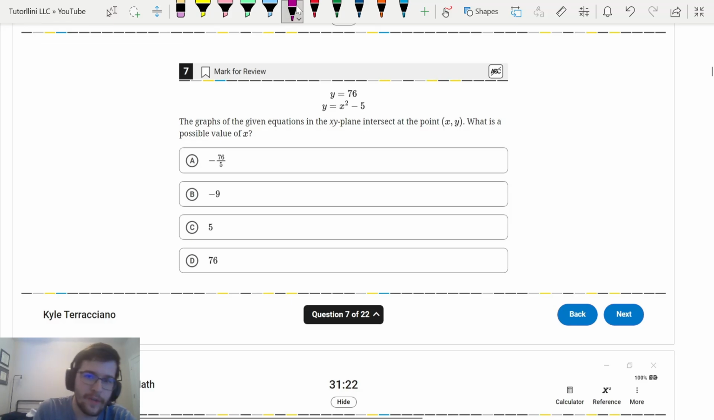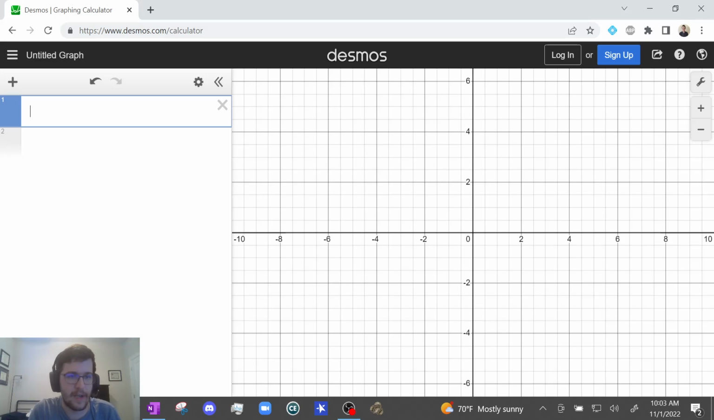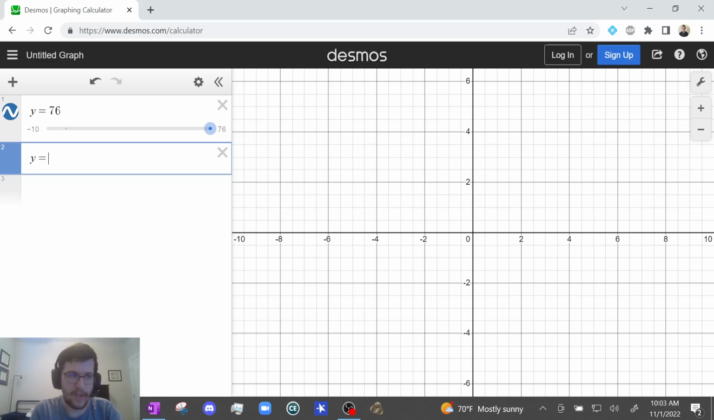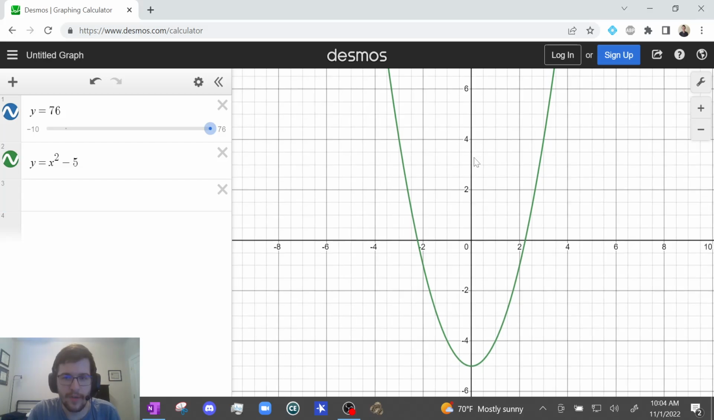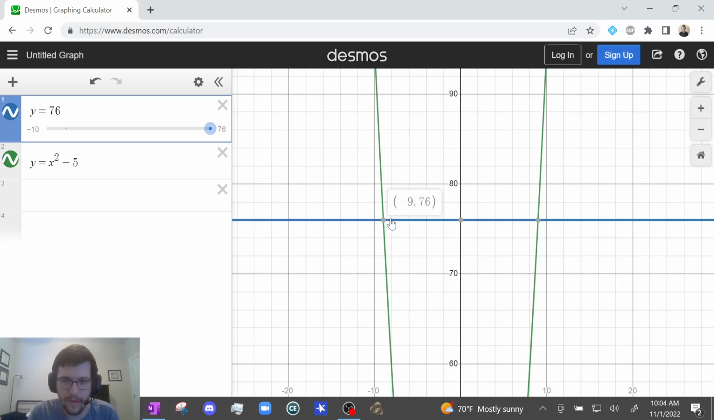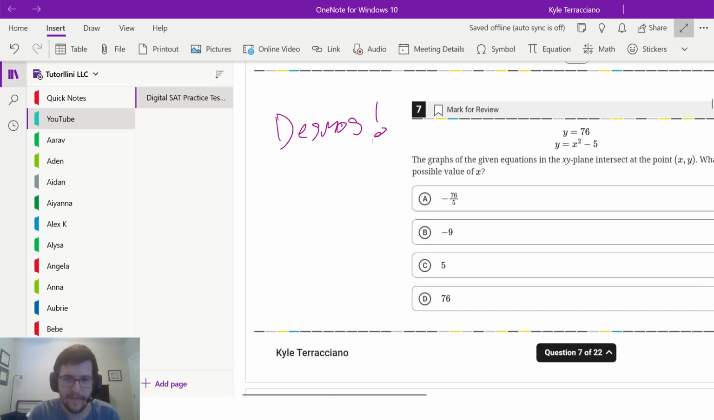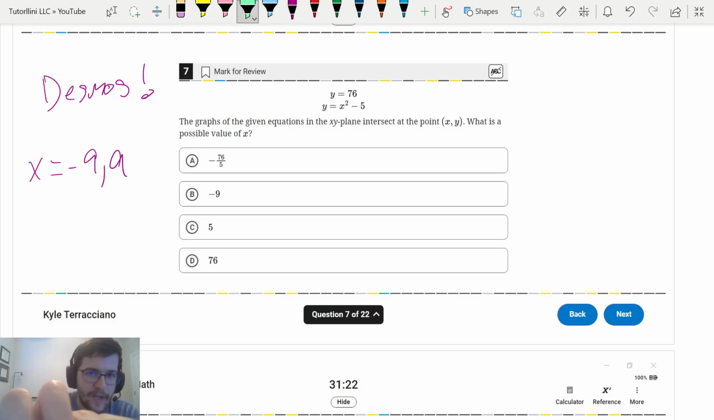Okay, this is a system of equations. They just want us to solve a system of equations. So the very first thing we should be thinking is, let's just go to Desmos. We're going to plot y equals 76 and y equals x squared minus 5. I'm going to use the scroll wheel to zoom out, then zoom back in, and you'll see there are two solutions. The two possible x values are -9 and 9. Okay, that wasn't so bad. So we see that the only one that could be an answer choice, there is no +9, so it must be -9.